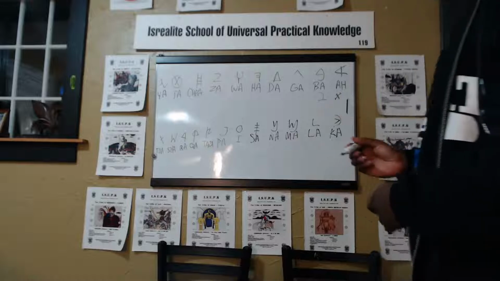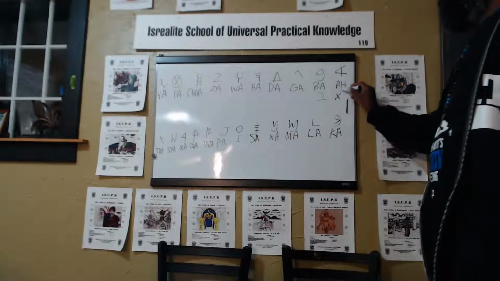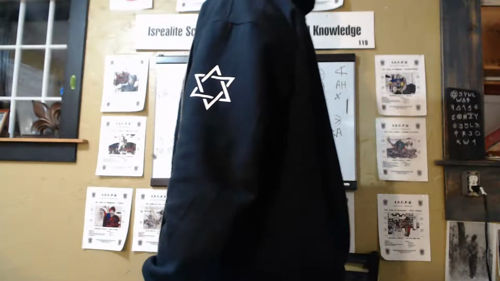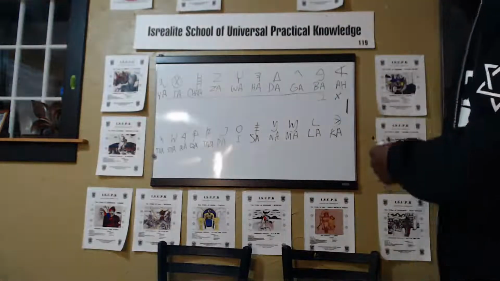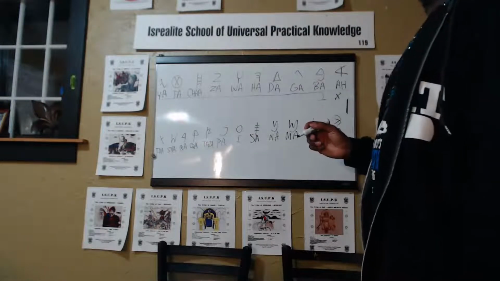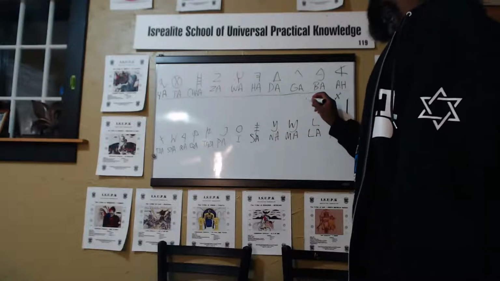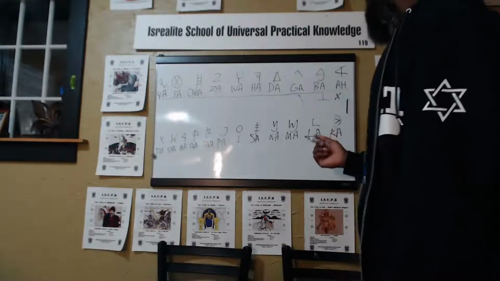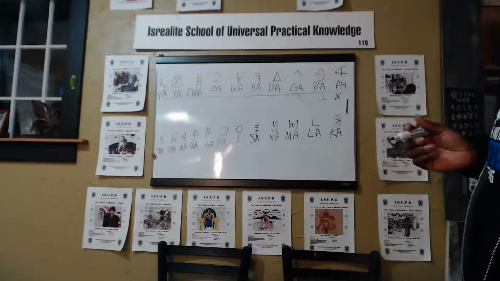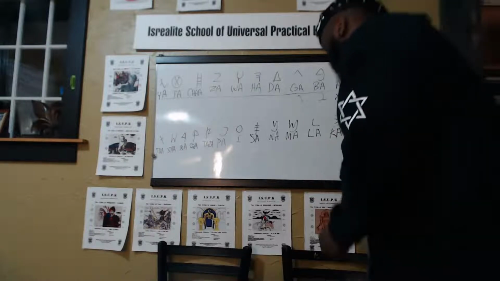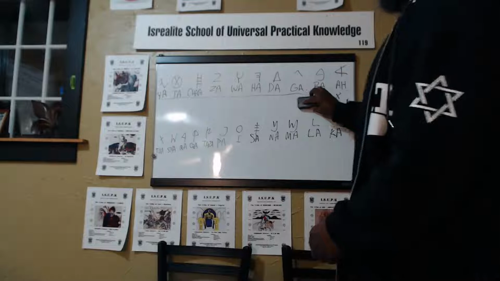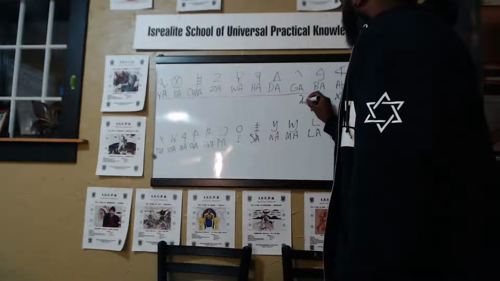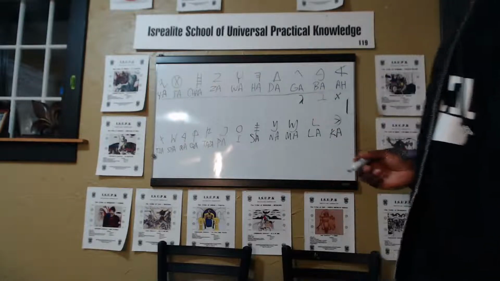All right, so this is the ba. I'm just going to draw a little line here. The board probably has to be clean for this, and the marker is acting crazy too. All right, so this is the ga. That's the ga. No, it's not. There we go. That's the ga in the Assyrian.